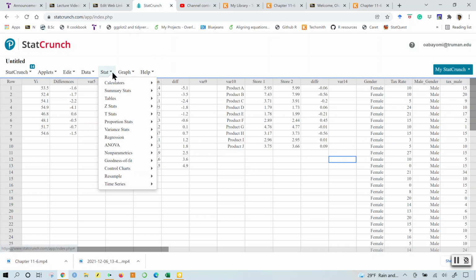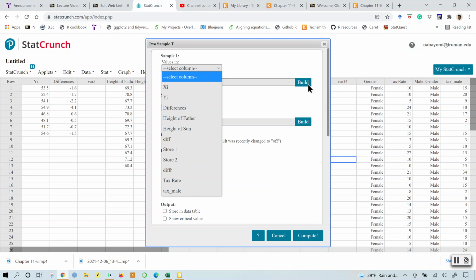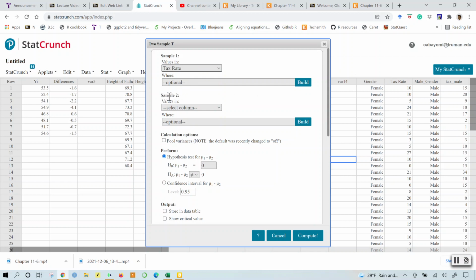So then go to Stat, go to T Statistics, go to Two Sample, and then go to With Data. Then for sample 1, you want to indicate that that is in tax rate. So I'm going to put that in tax rate. And then sample 2, that is for tax male. So I'm going to indicate that, tax for males.